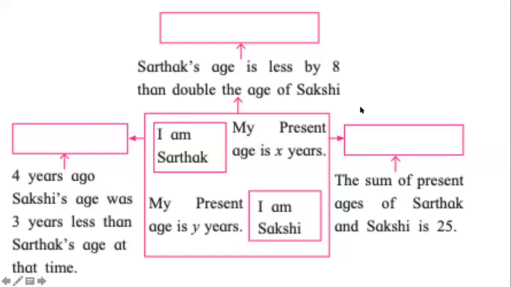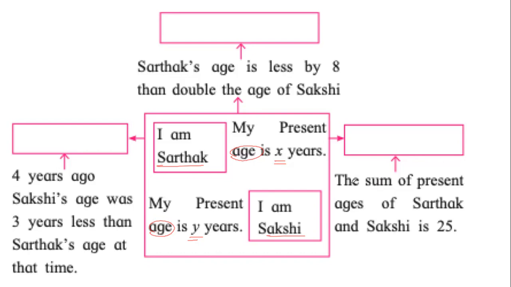Once again, there is no particular order of writing this. I'm just starting with the ones that I find easy. You may find something else easier. Now it says there are 2 people, Sarthak and Sakshi, and some quantity is given. The quantity is their ages. So the variables are X and Y. The quantity is age. Sarthak's age is X and Sakshi's age is Y.